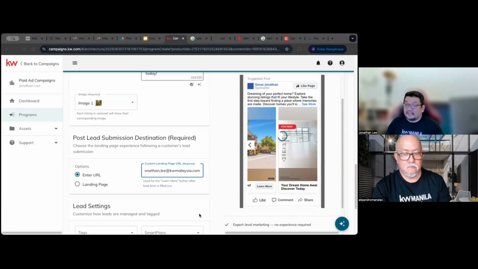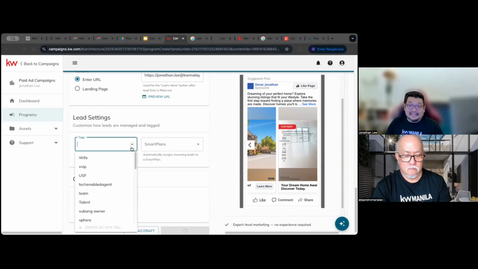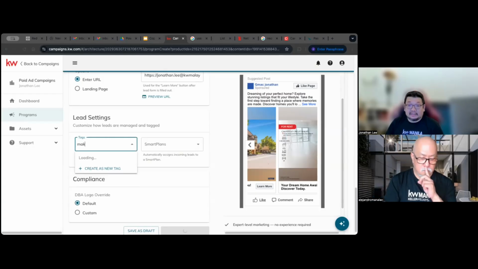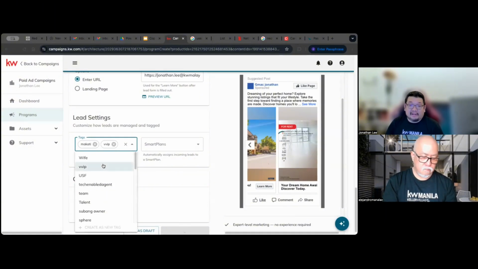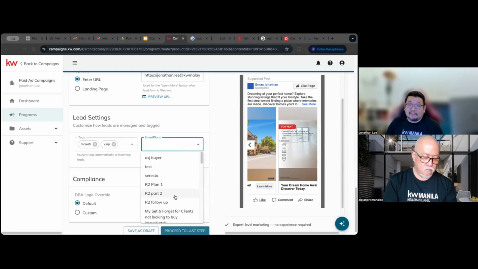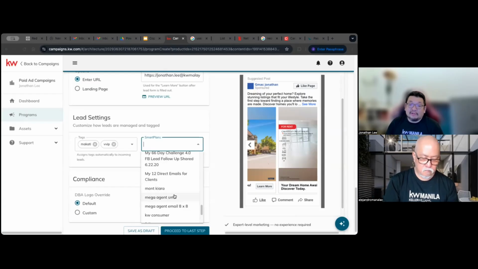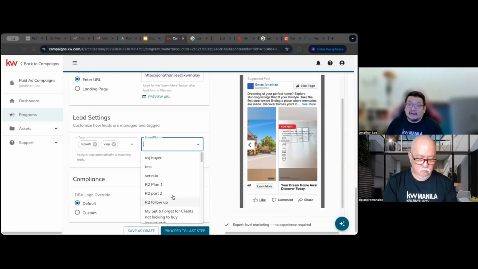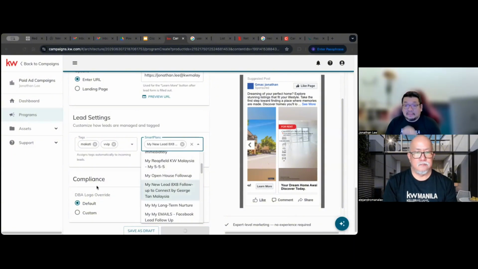It's going there, and then you can tag the leads, right? Let's say I want to tag Makati, right? Yeah, I'm going to tag McCarthy. It's a campaign that I run on Facebook. It's a VVIP. I can tag them whatever. I can even run an 8x8 smart plan straight away. So when you generate new leads, where's my 8x8 smart plan? There you go. 8x8 smart plan.